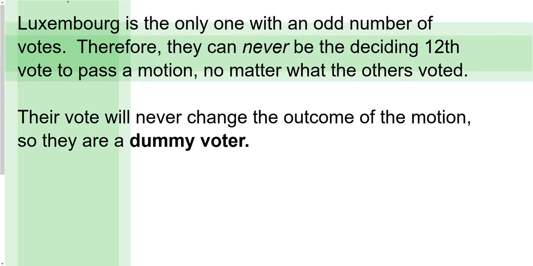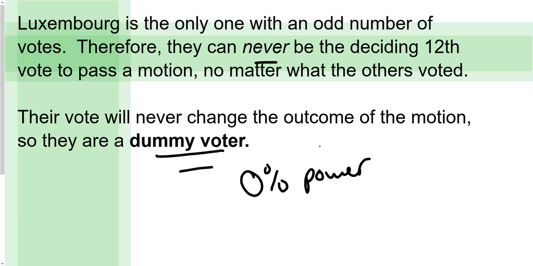Luxembourg is the only one with an odd number of votes, and so they can never be the deciding 12th vote because you can't get an odd number beforehand. So their vote, no matter what the other people vote, will never change the outcome of that motion, and they are what's known as a dummy voter. A dummy voter has 0% power because it's never necessary.